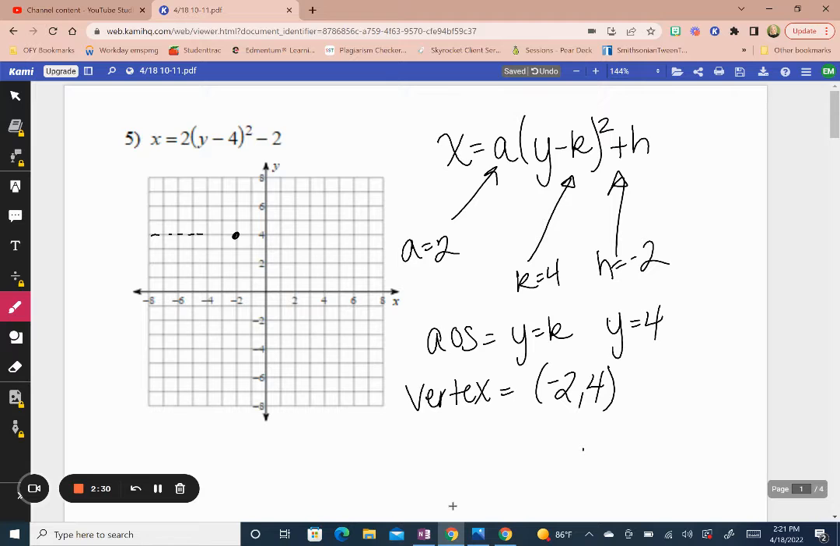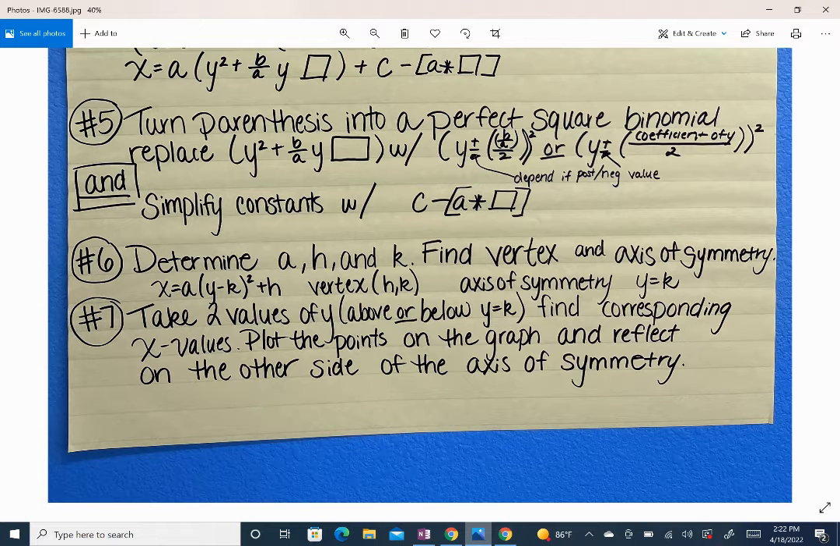And then our axis of symmetry is right here. Remember, at all points, our y is going to be equal to 4. So whether our x is 4 or x is 6, our y is always equal to 4. Okay, so that sets us up for step number 6. Now let's take a look at step number 7.